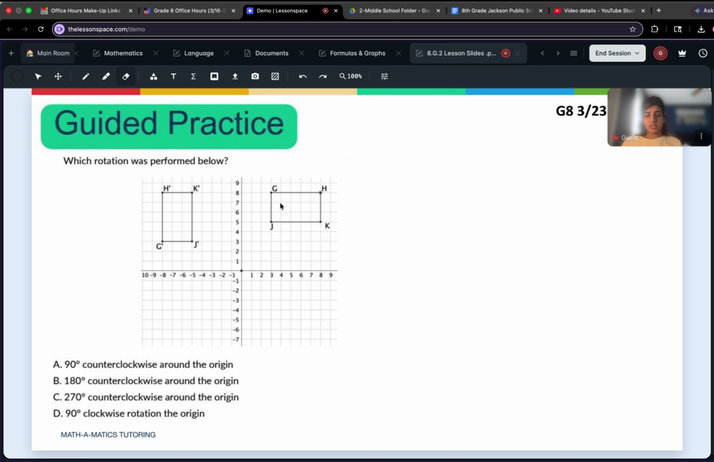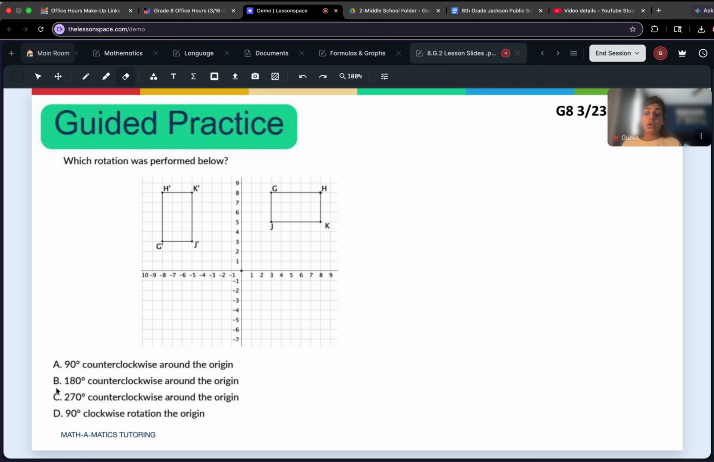The shapes are the same indeed, but the direction has been a bit changed. We have to find out exactly what rotation has been performed. To figure out the right answer, first let's go through the options. The very first option is 90 degrees counterclockwise around the origin.